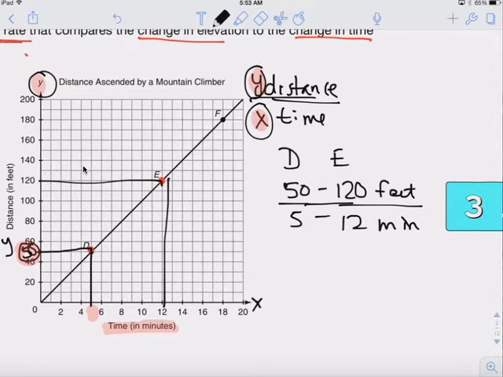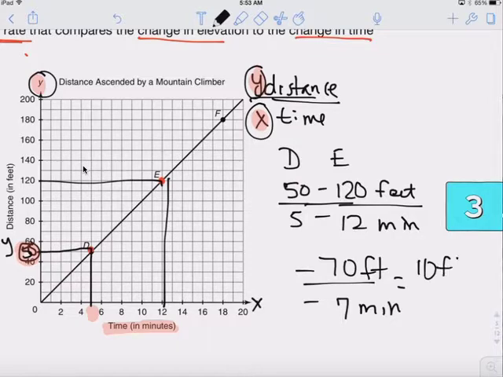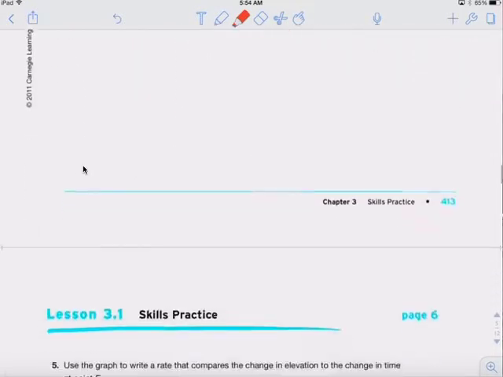Subtract 50 from 120, that's 70, over 12 minus 5, which is 7. So 70 feet over 7 minutes, or 70 feet in 7 minutes. Positive over positive is a positive, or 10 feet per minute. Or 10 feet every 1 minute. That's your answer. It's a positive graph because it's going up. Okay. Next one.